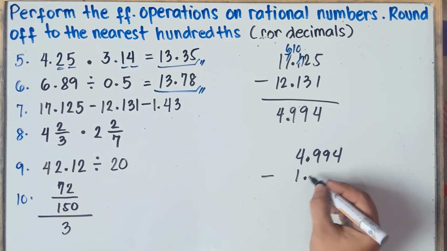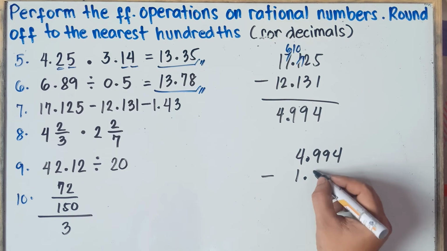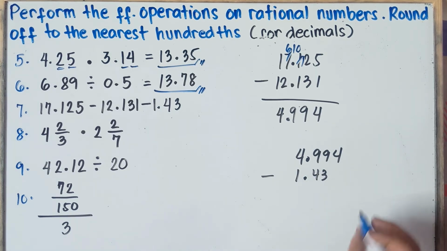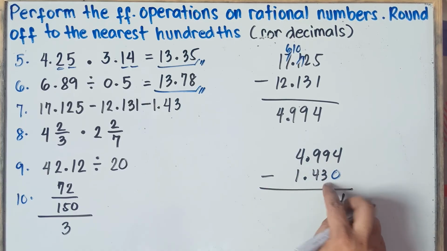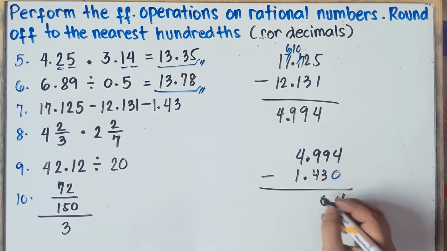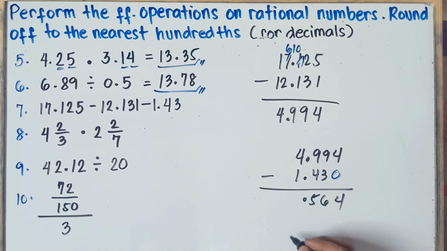So 1 point, align the decimal point, 43. And then we can add 0, class. That's okay to add 0 to the right of the decimal. Alright, so bring down 4. 4 minus 0, that's 4. 9 minus 3, that's 6. 9 minus 4, that's 5. Copy the decimal point. 4 minus 1 is 3. That's it, class. That would be 3.56.